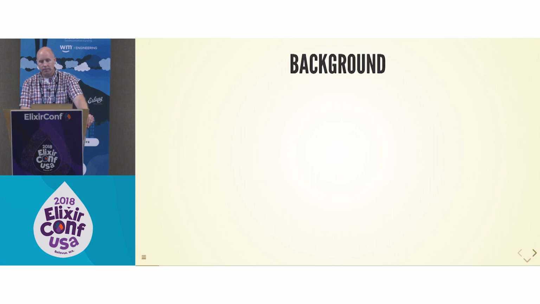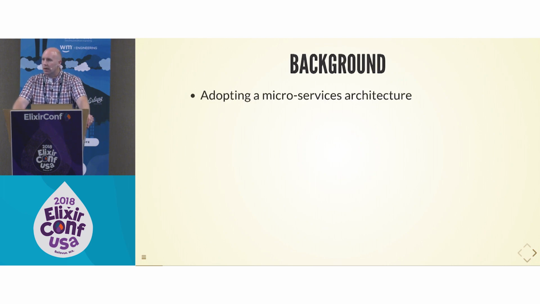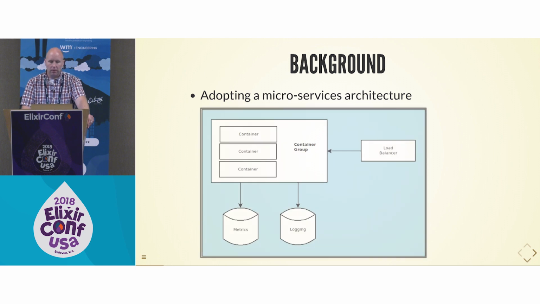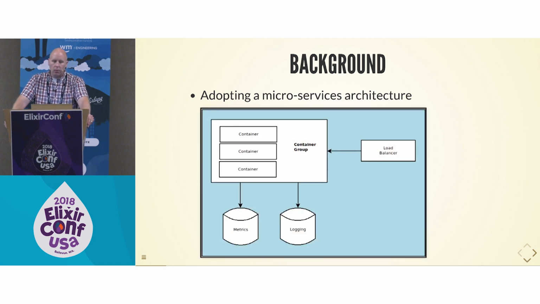So a little bit of background. At Optoro, we're adopting a microservices architecture, and it looks something like this from about 10,000 feet. We're deploying containers into a container group, and through service discovery, those containers automatically hook up to a metrics pipeline. They automatically hook up to a logging pipeline, and a load balancer automatically sees those so it can route traffic to them.